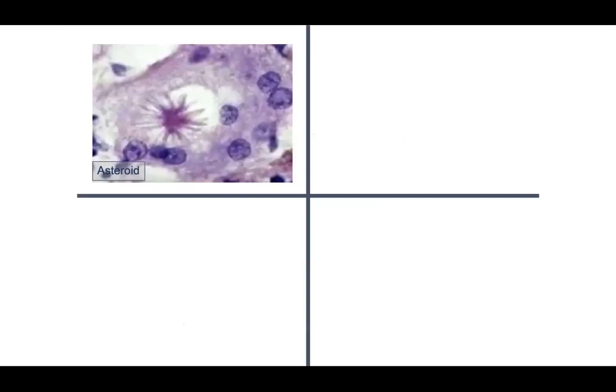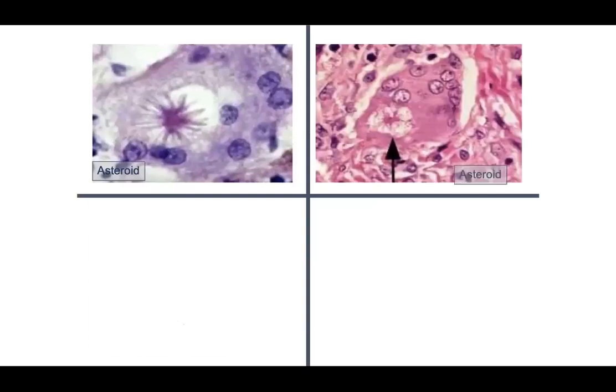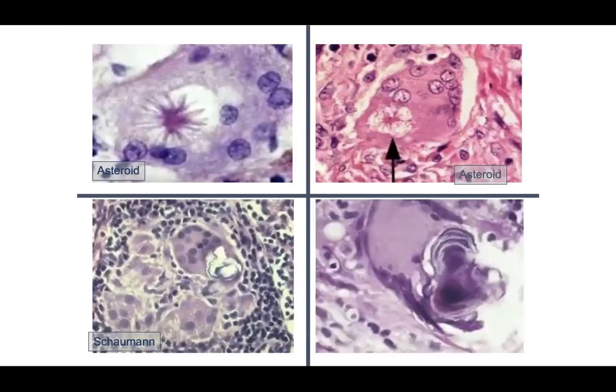So here you can see an asteroid body, another example, a Schaumann body, and another example. The top left I like because it's really radiating out, and that's asteroid. And then your Schaumann body has these laminated rings of calcification. Again, these are not specific, but you may see them. And in fact, most cases of sarcoidosis that I've seen in real life, I never really see these very frequently. It's just more of a boards fodder type thing. And when you do see it, it's pretty fascinating to see.